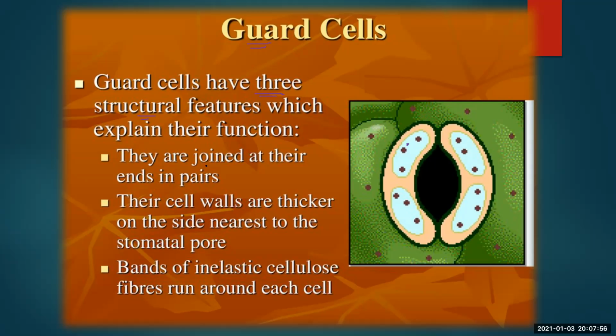So the first feature is that they're joined at their ends in pairs. So you can see here, they are joined here, this part and this part. So they are joined at the ends, right, in pairs. Now the cell walls are thicker on the side nearest to the stomatal pore. So this side here of the cell wall is much thicker, right? So the inner side is much thicker.